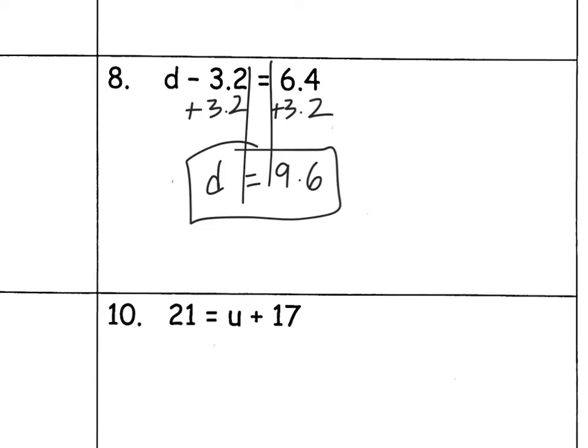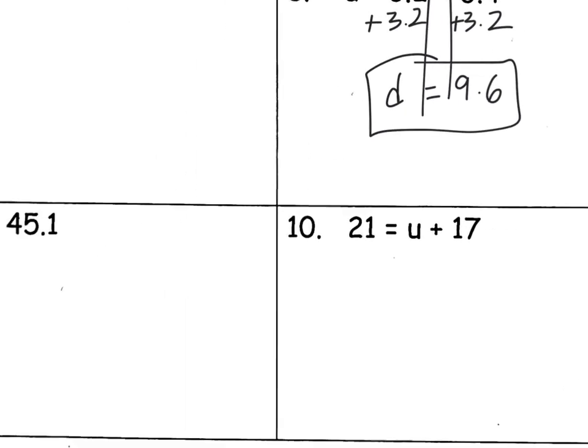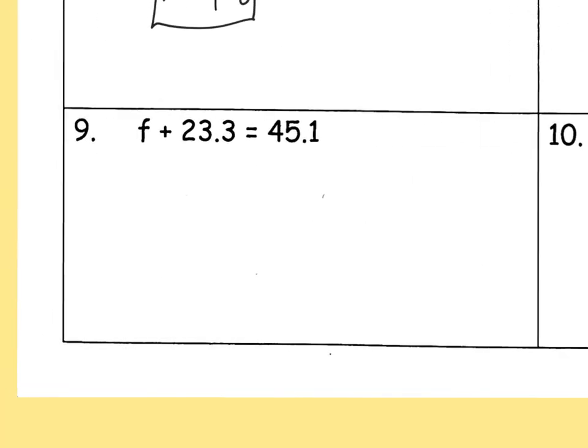All right, did you get D equals 9.6? If you did, it's correct. Let's move on. All right, here's one with a decimal for me to do. Here it is. There's my wall, or my railroad track, sorry.